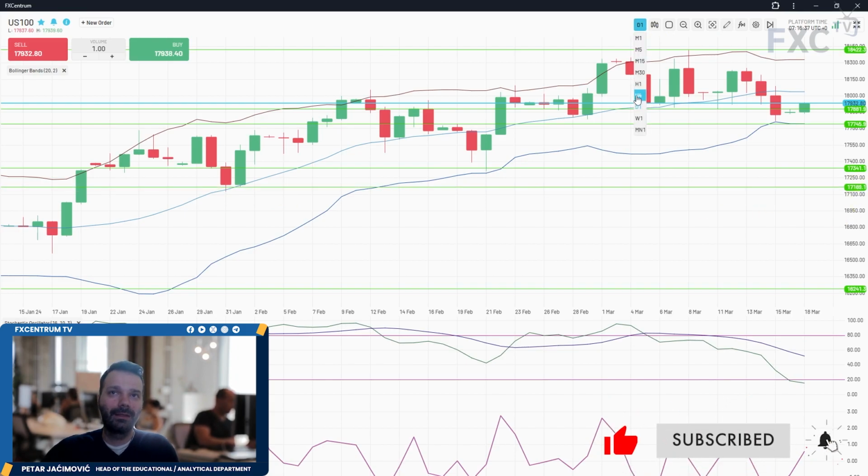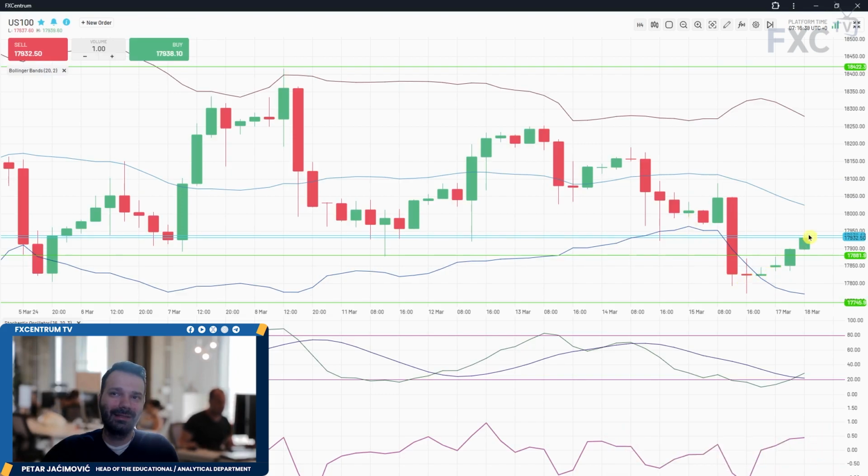Now let's take a look at, for example, the hourly time frame. We can see that we are in a pullback on the 4-hour time frame.